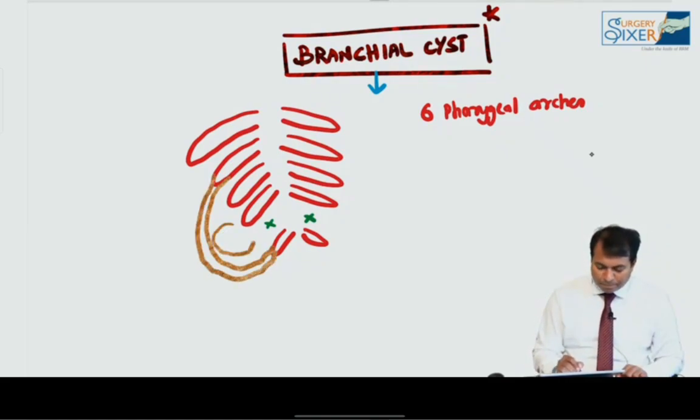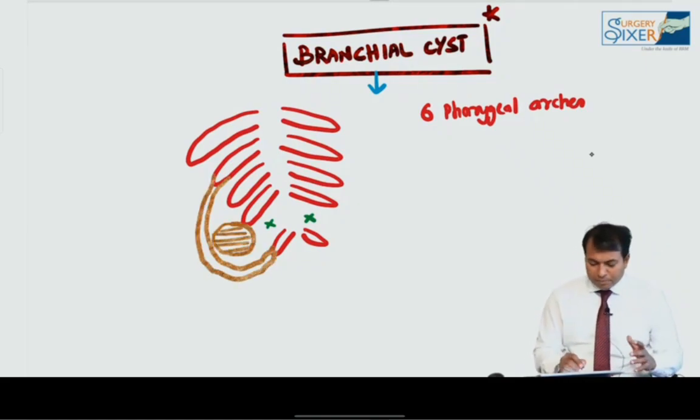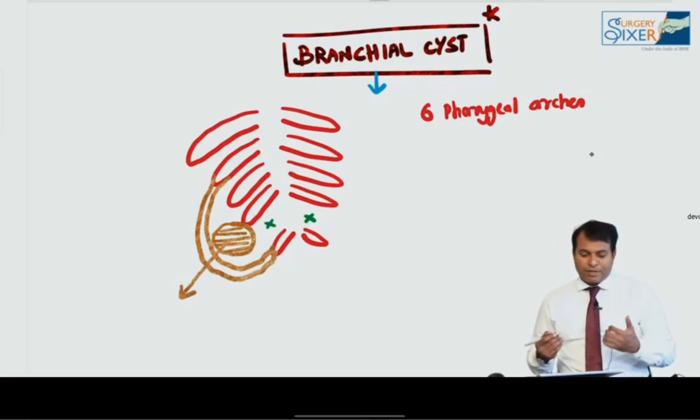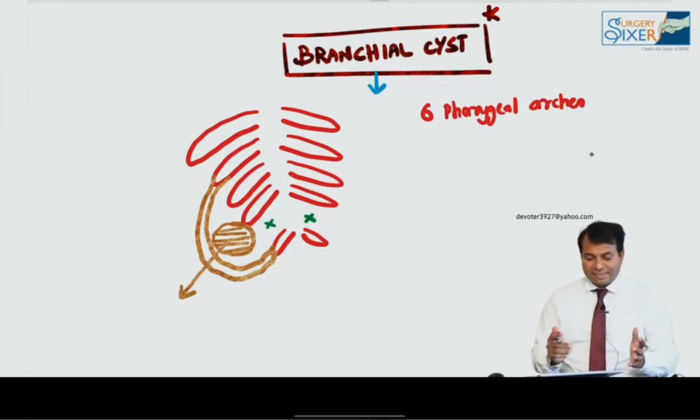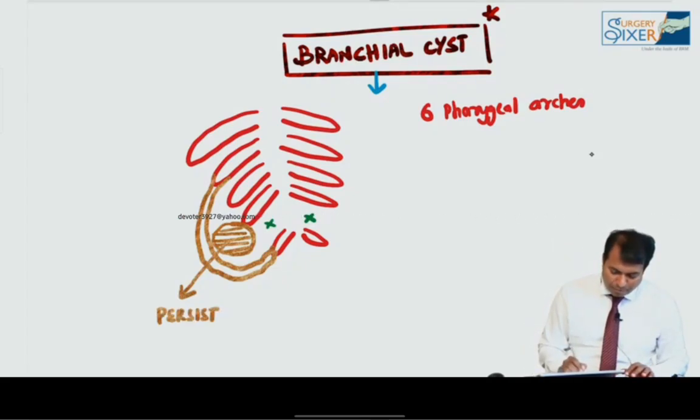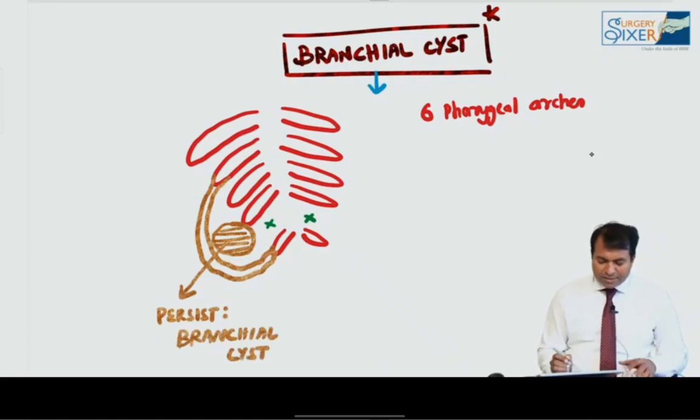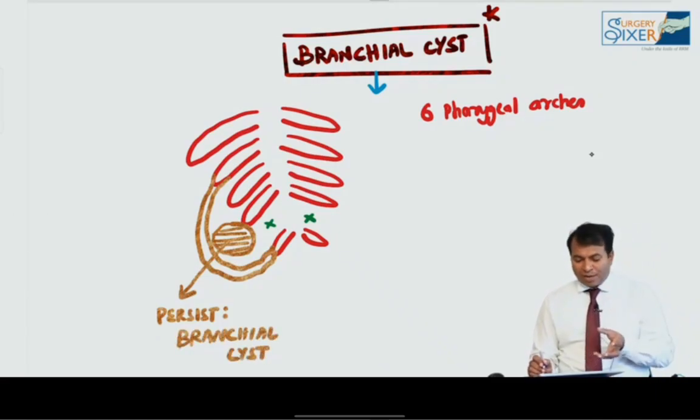2nd arch will come down and fuse. And this is a pouch which is present in the congenital life, fetal life. This pouch disappears after birth. The 2nd arch comes down and fuses with the 6th arch, and the pouch disappears. If the pouch persists, that is known as branchial cyst. Persistence of the pouch between 2nd and 6th arch is known as branchial cyst.